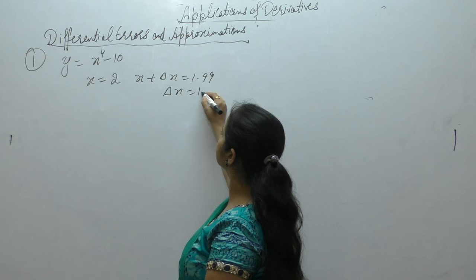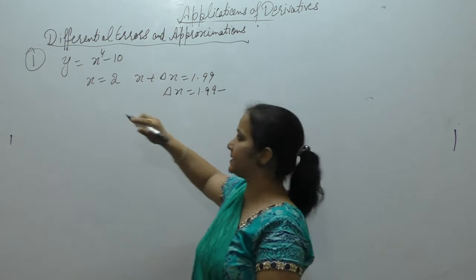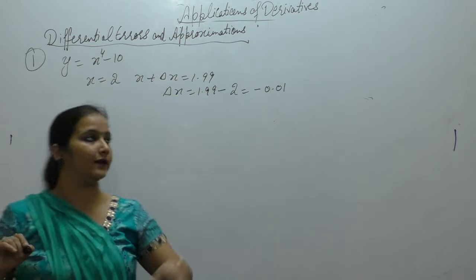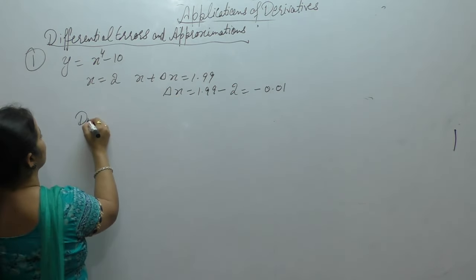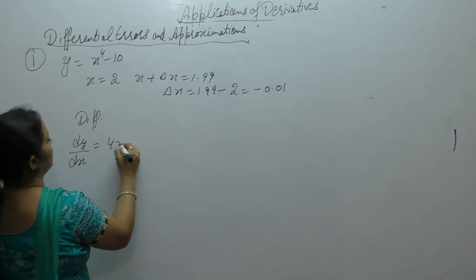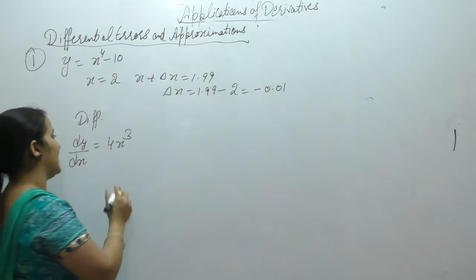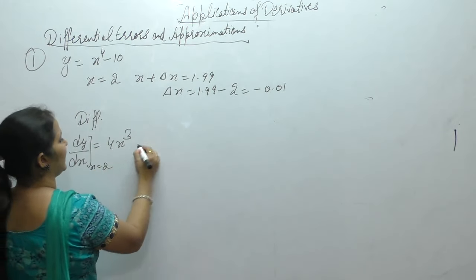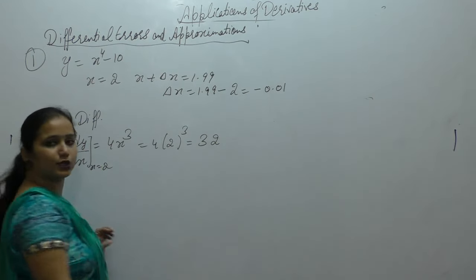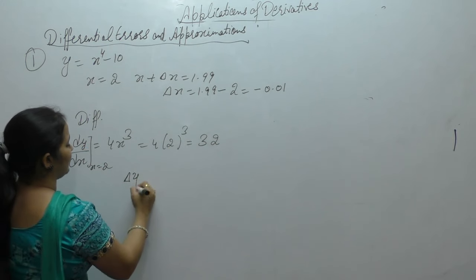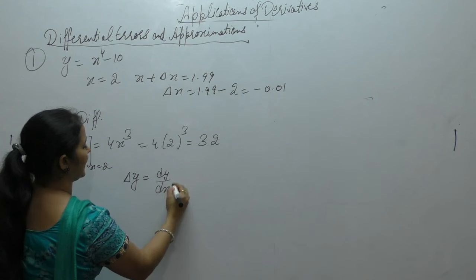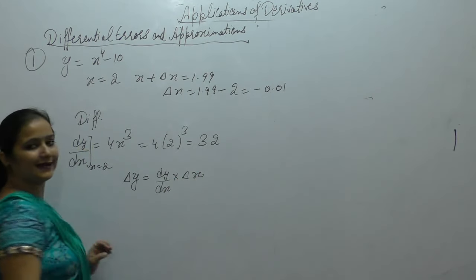Then delta x is 1.99 minus 2, so we get minus 0.01. Now y is equal to this, so differentiate this. We get dy upon dx is 4x cube. Clear? x is equal to 2, so put the value of x as 2. 2 cube is 8, 4 into 8 is 32. Now delta y is equal to dy upon dx into delta x.